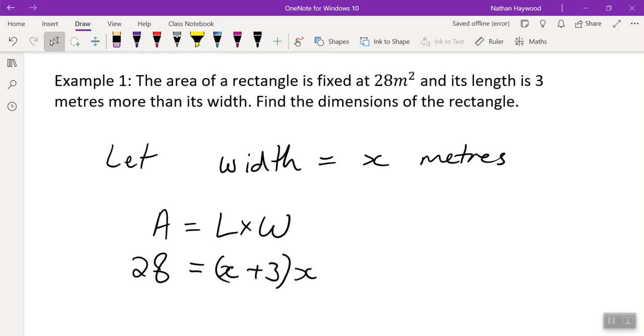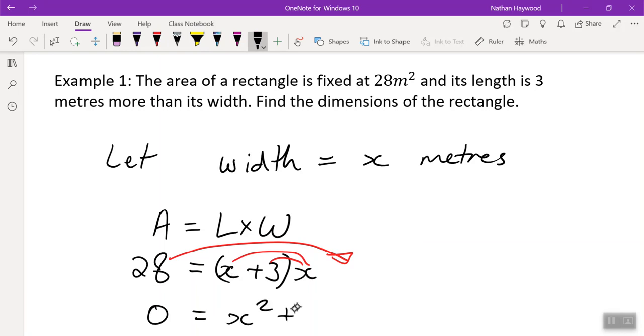All right, any thoughts what we do now? Okay, we're going to bring this 28 over to this side. Does anyone else understand why we're doing that? So we're getting something so it looks like the null factor law, I guess. Let's also expand. So we end up with x squared plus 3x minus 28.